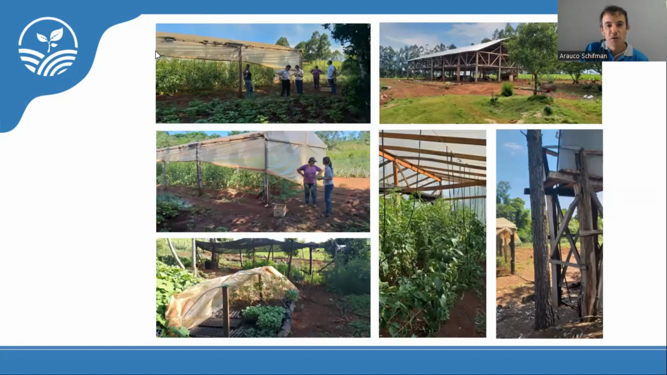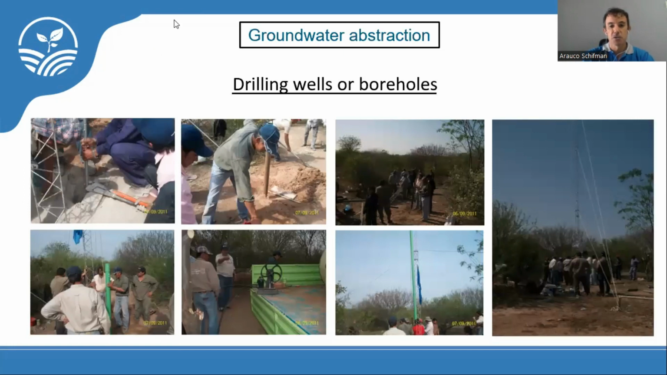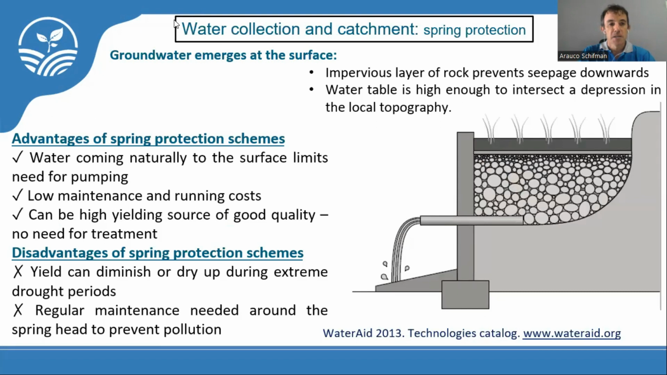Here I can show you some pictures of some places of Argentina. This is from the Misiones province, where they have similar geographical characteristics to the Caribbean countries. They have big slopes and soils that sometimes don't permit the storage of water because they are too sandy. And they use different technologies in order to collect the water. This case is a groundwater abstraction using drilled wells or boreholes, in places where we know there is groundwater. And this technology is used in the Misiones province.